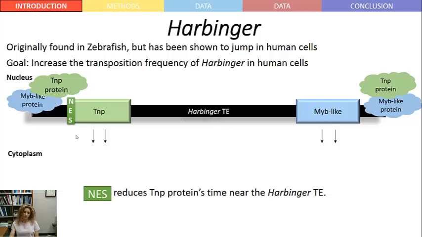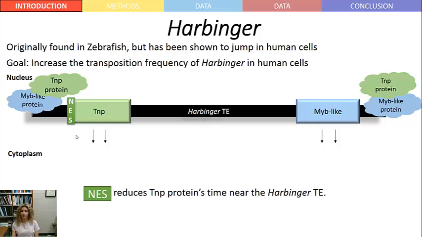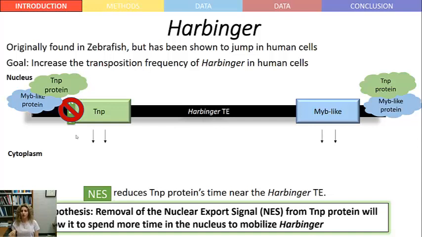So this leads me to our hypothesis, where we predicted that if we can get rid of this nuclear export signal, then we could allow for more time for TNP in the nucleus to help mobilize harbinger. Now, for us to test this hypothesis, we would have to measure and compare the transposition frequencies, or the transposition rates, of both our regular harbinger with its TNP that has its nuclear export signal, versus our mutated harbinger, which is our harbinger with its TNP but without its nuclear export signal, and this would be referred to as our TNP minus NES. This is our experimental.